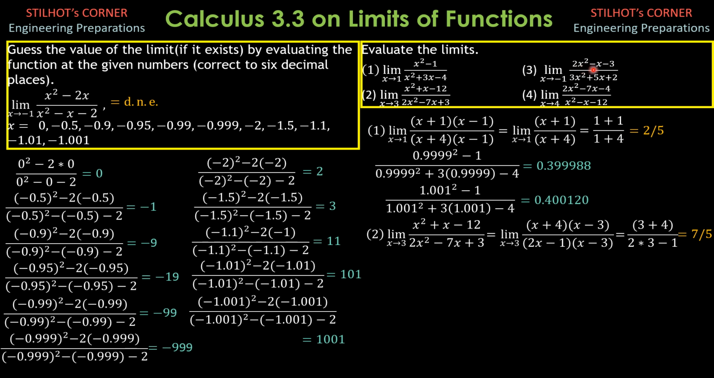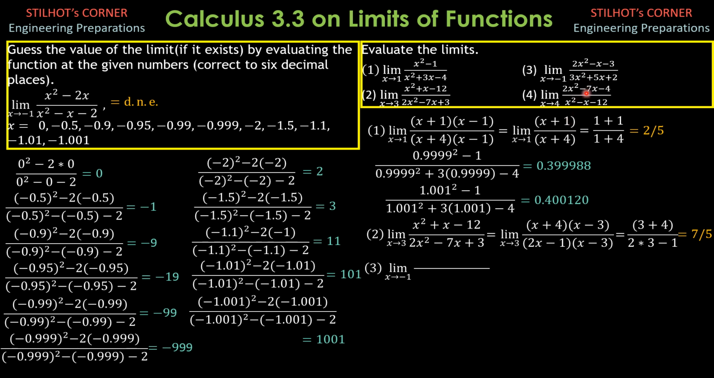Number 3, as x approaches negative 1, the numerator is 2 times negative 1 squared, which is 2 minus negative 1, so plus 3, minus 3, so the numerator approaches 0. The denominator, 3 times negative 1 squared is 3 plus 5 times negative 1, negative 2 plus 2. The denominator also approaches 0. So that means that the numerator and the denominator have a common factor of x plus 1. So that the root is negative 1. So the numerator should be factored into 2x minus 3 and x plus 1. The denominator should be factored into 3x plus 2 and x plus 1.